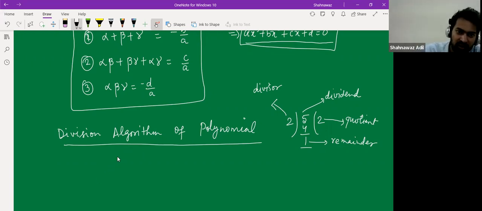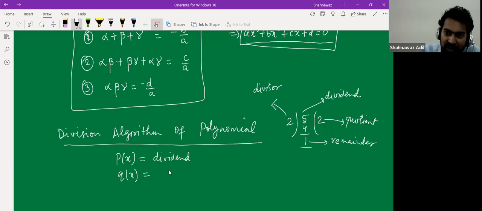So you have p(x), which is the dividend, and you have q(x), which is the quotient. You have r(x), which is the remainder.